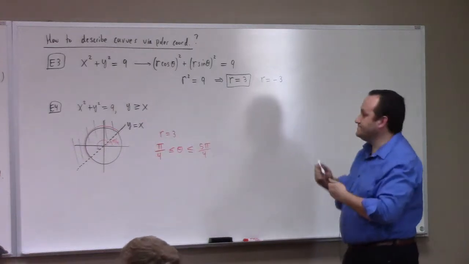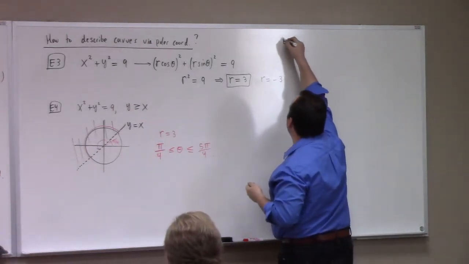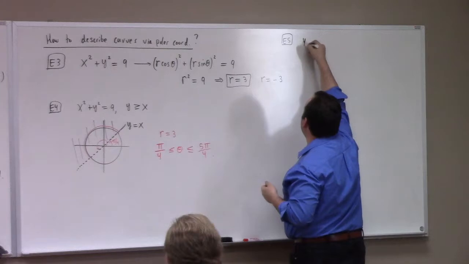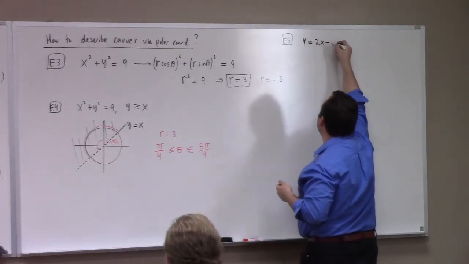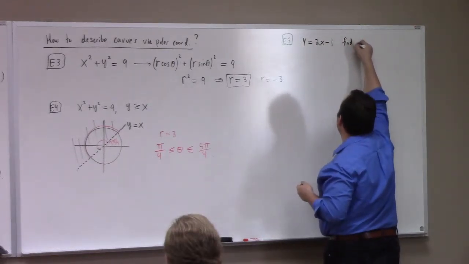It gets weirder. Example 5. Let's consider the line y equals 2x minus 1. Find the polar description.